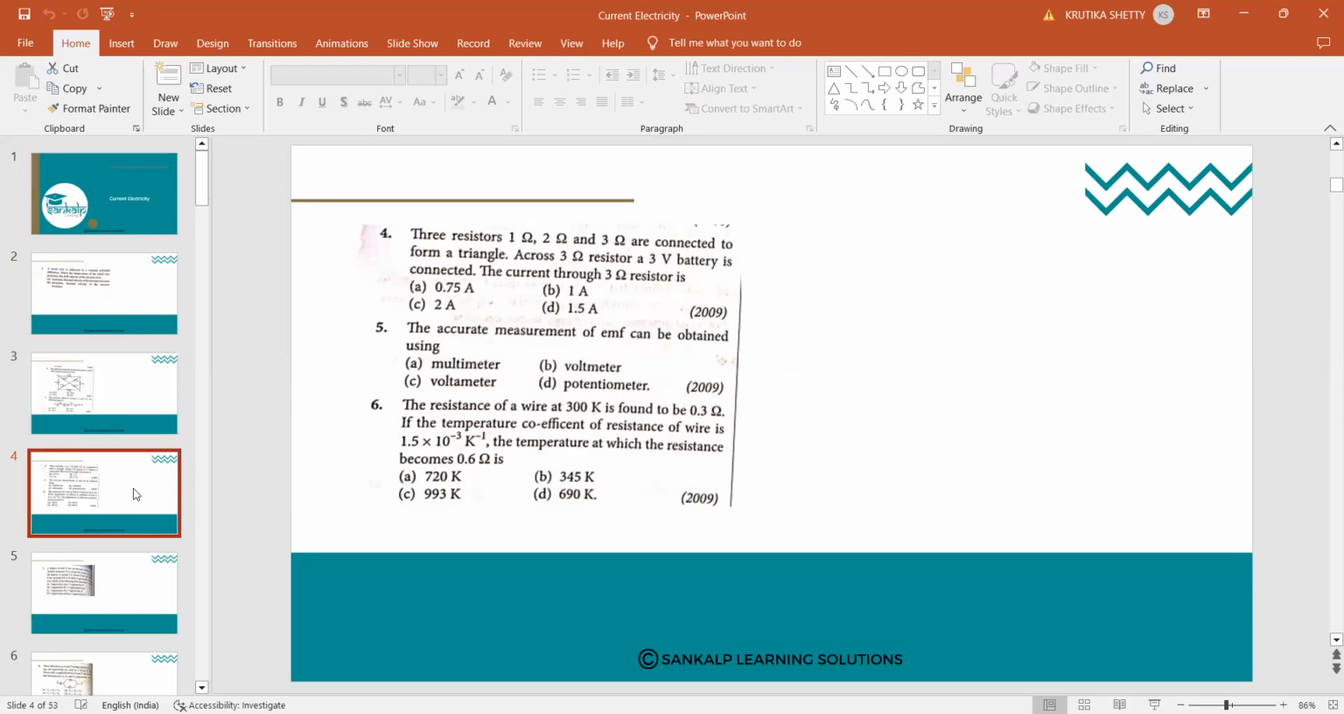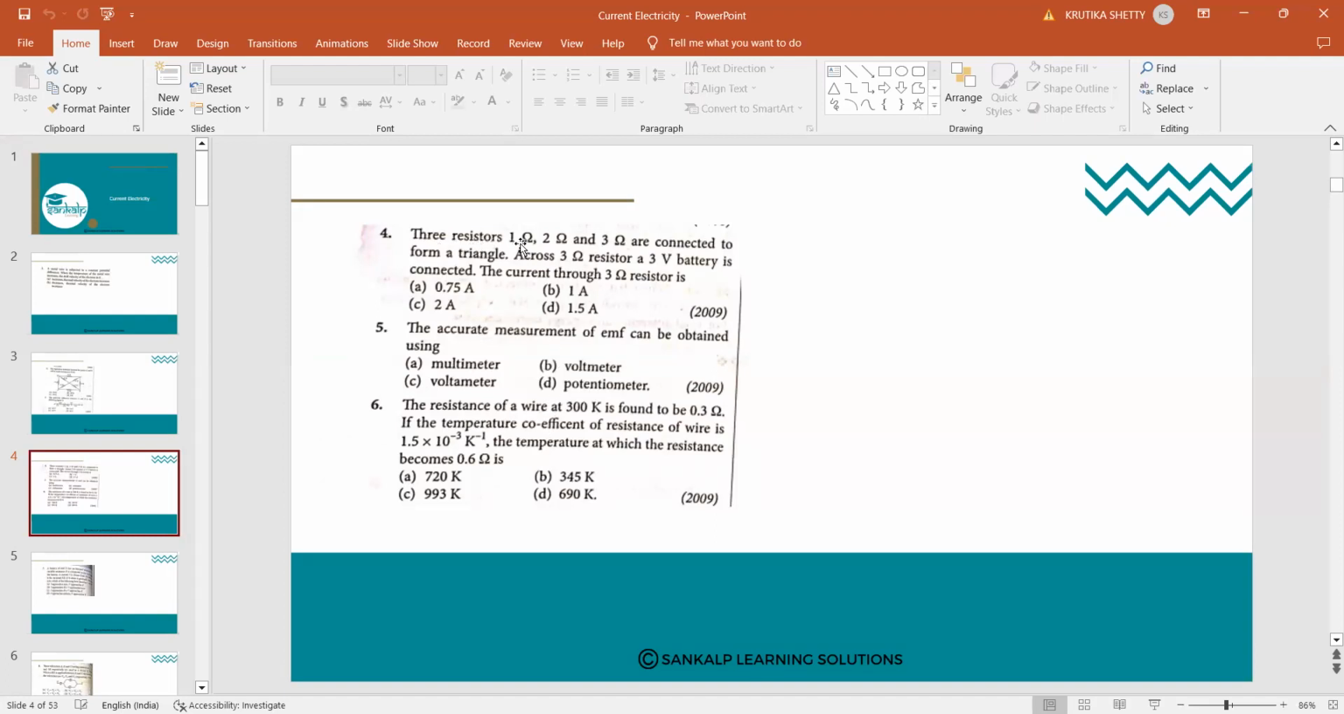Okay, here is our next question, the fourth question. I think I had given it as homework. The fourth question was given as homework. See what they are asking here. The fifth and sixth we have solved in the last class.